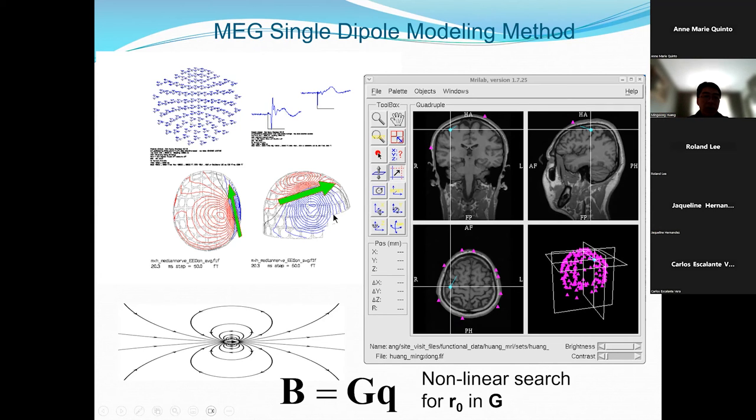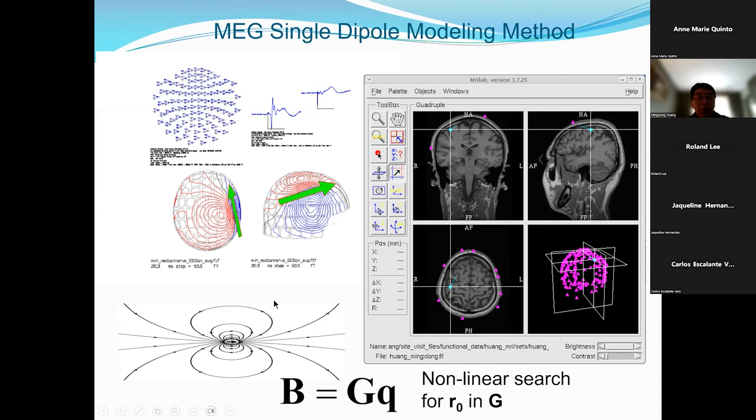This top view and the side view, in this case, as I believe, is a left median nerve shock, and you have this activity from the contralateral right hemisphere. This is a side view of the MEG field. So this can be approximated by one electric current dipole, a tiny current battery, with two poles, positive and negative.